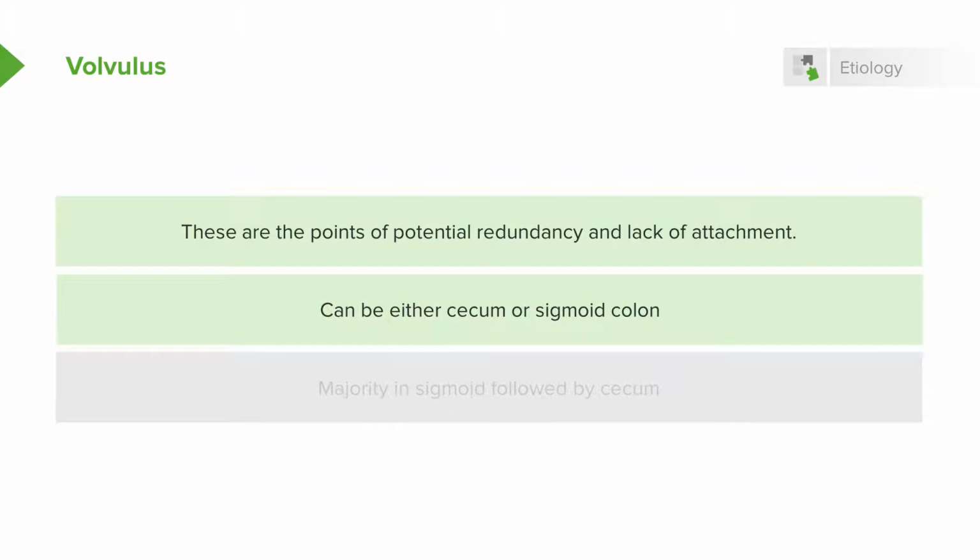As I mentioned, volvulus occurs at points of potential colon redundancy and areas of lack of attachment. This, again, can either be the cecum or the sigmoid colon, although much more commonly in the sigmoid colon. The majority are in the sigmoid colon, followed by the cecum.